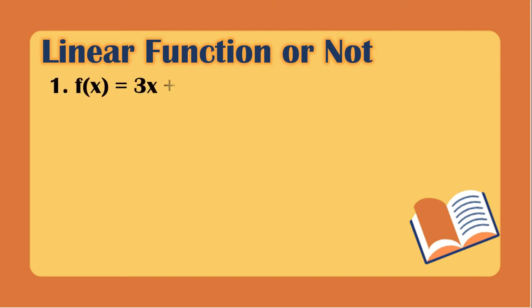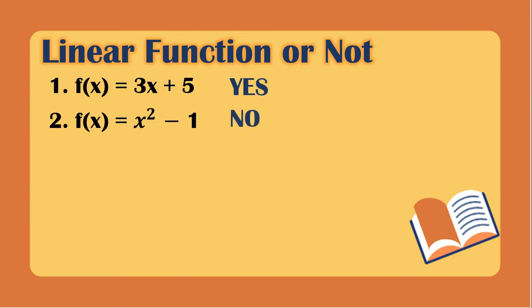Number 1, f of x is equals to 3x plus 5. Here we have x, and it is obvious that its exponent is 1. So yes, this is a linear function. Number 2, f of x is equals to x squared minus 1. The x here has 2 as the exponent. So this is not a linear function. It is a quadratic function.